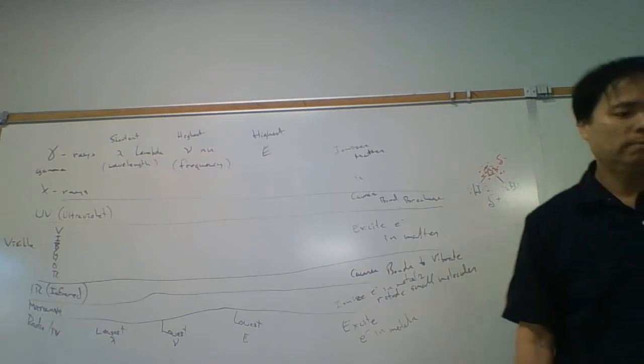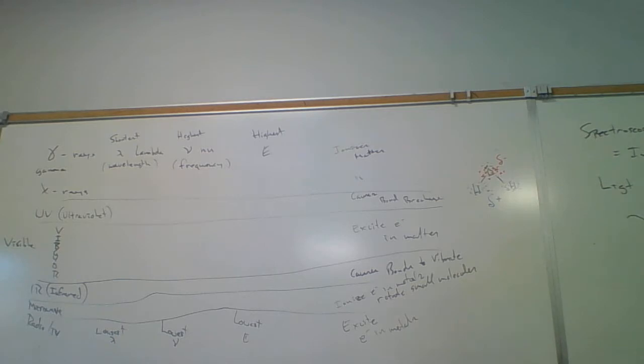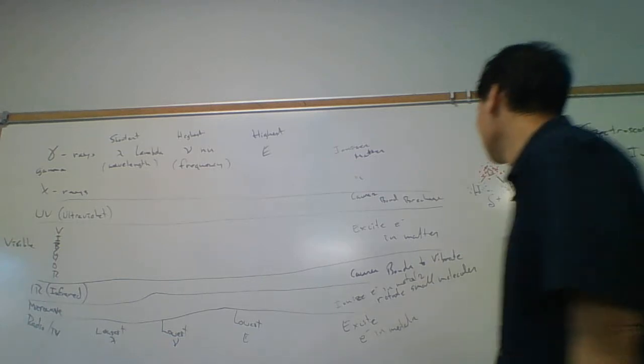So, well, how do we generate light? How's light generated? How do we make light? Well, the sun is a gigantic light bulb. Right? What is the sun made out of?